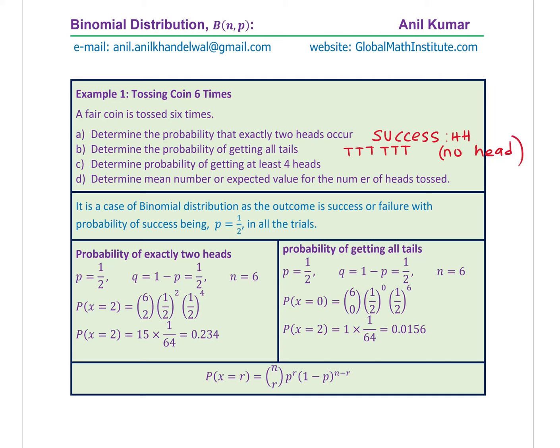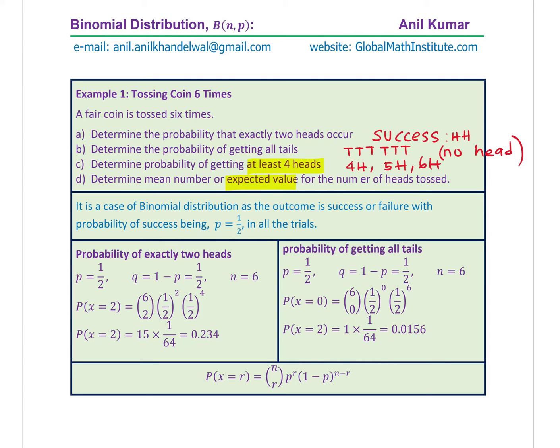If we define our success as getting a head, then we could also treat example B, no heads, as 6 tails in 6 trials. C: determine the probability of getting at least 4 heads. When we say at least 4 heads, that means we could have 4 heads, or 5 heads, or 6 heads. And D is to determine the mean number or expected value for the number of heads tossed.